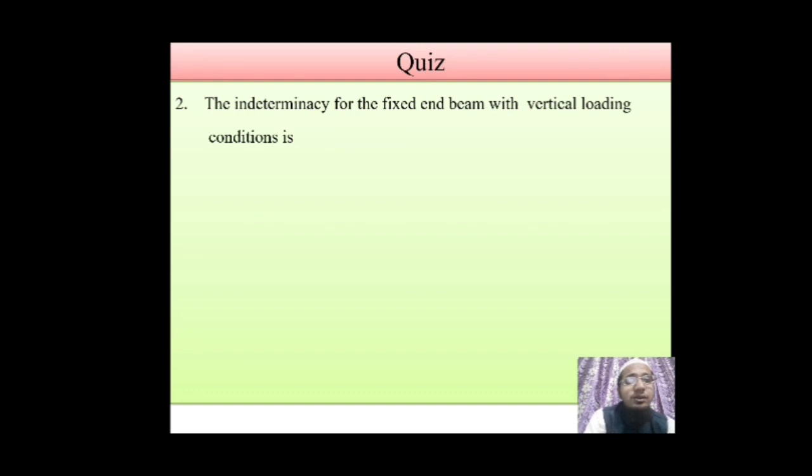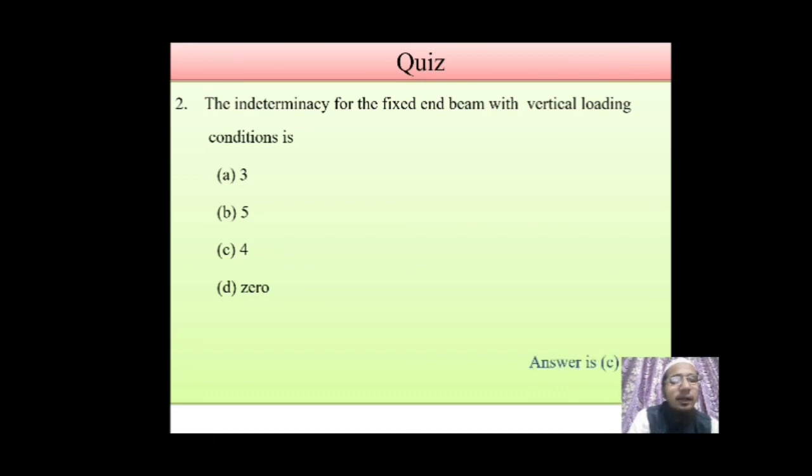Now, second question: the indeterminacy for the fixed end beam with vertical loading condition is, options are 3, 5, 4 and 0. Yes, equations required. What is the correct answer? Okay, it is option C, that is 4.